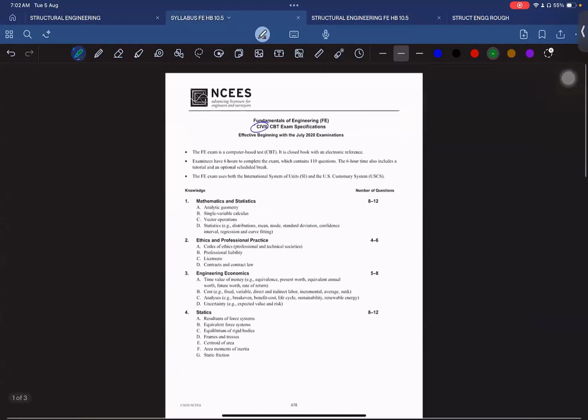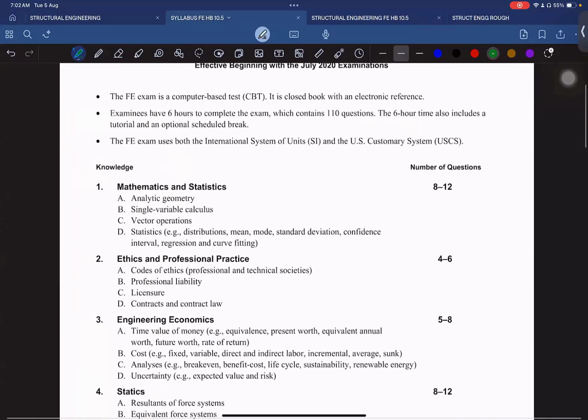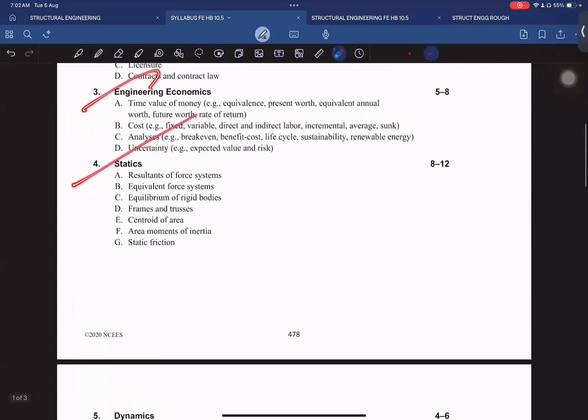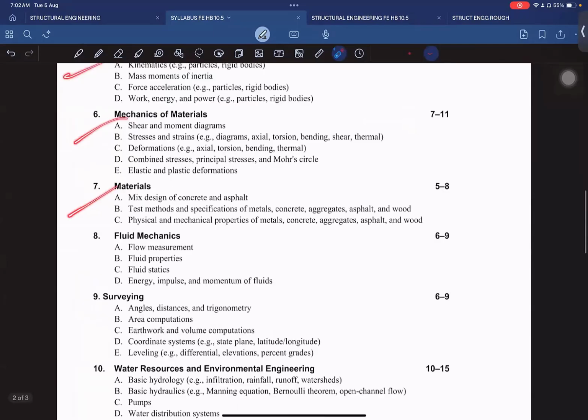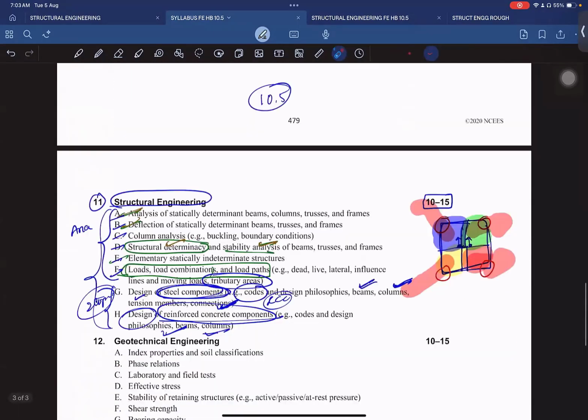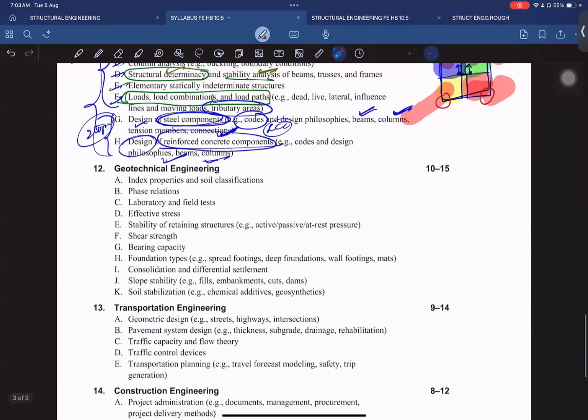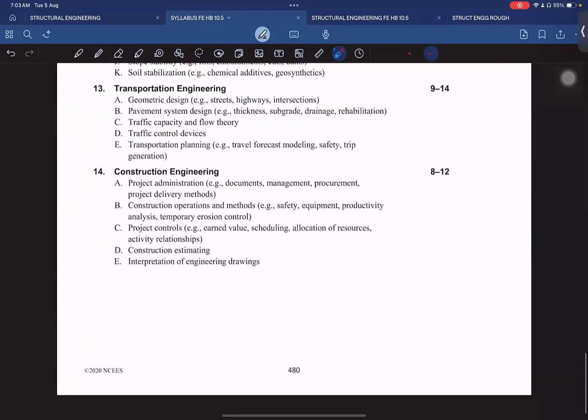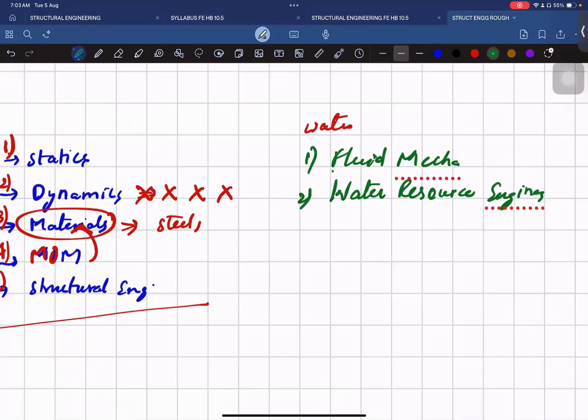The first is not water. This is one water subject. Water resources and environmental engineering, and then structural, geotechnical, transportation, construction. So coming to these two subjects, you first study fluid mechanics.